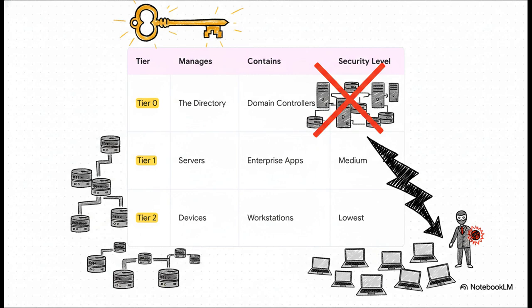Tier 0, that's the crown jewels, your domain controllers. Only your most trusted admins touch these. Tier 1 is for your important servers, and Tier 2 is for all the everyday workstations and laptops. By keeping these tiers completely separate, you're essentially creating a digital moat around your most critical assets that is incredibly difficult for attackers to cross.